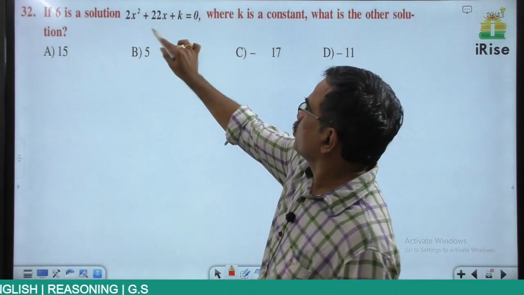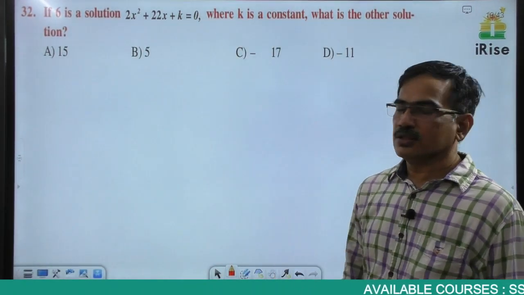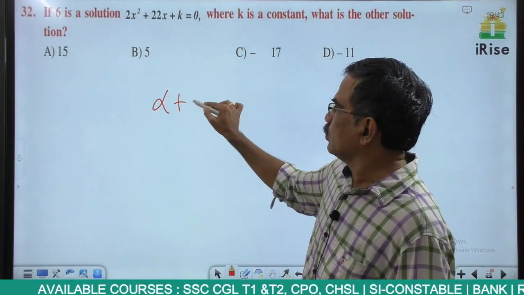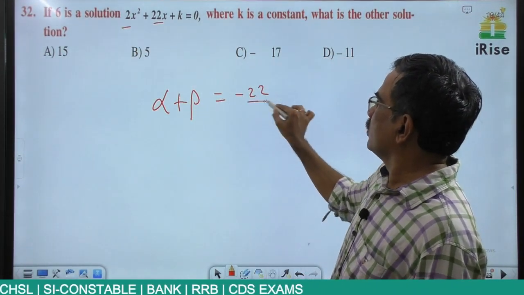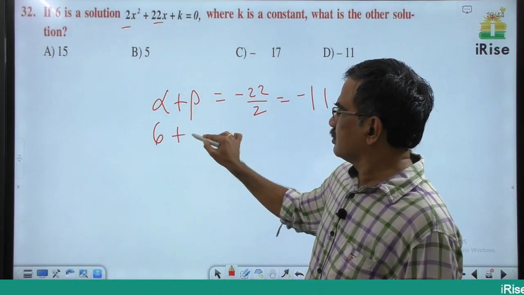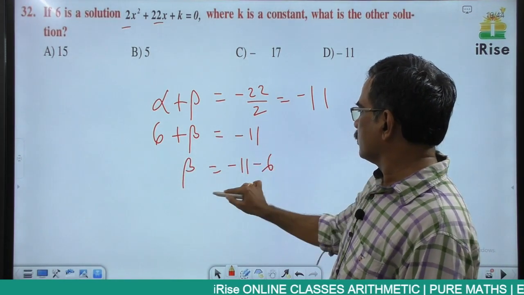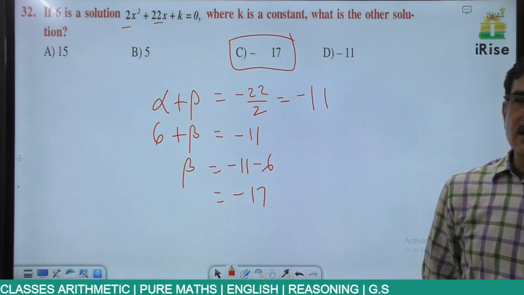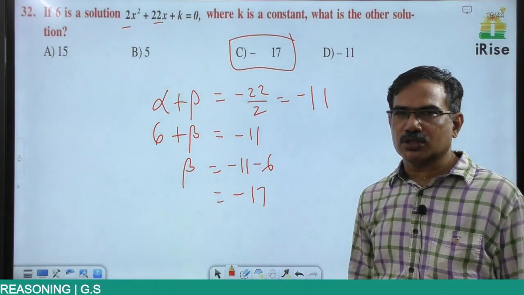If 6 is a solution of this equation, where k is a constant, what is the other solution? Solution means root. 6 is the root of this equation. Here, what is the sum of the roots? Minus b by a, that is minus 22 by 2, which is equal to minus 11. And one root is 6. What is the other root? Minus 11 minus 6, which is equal to minus 17. Simple question. Here it is not necessary to find the k value, just find the sum of the roots and we get the answer for this question.